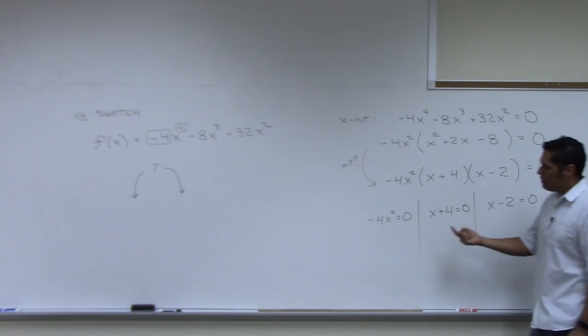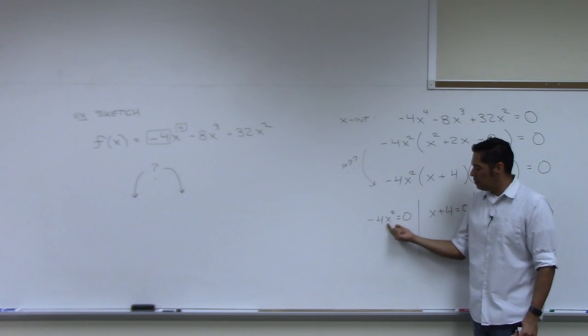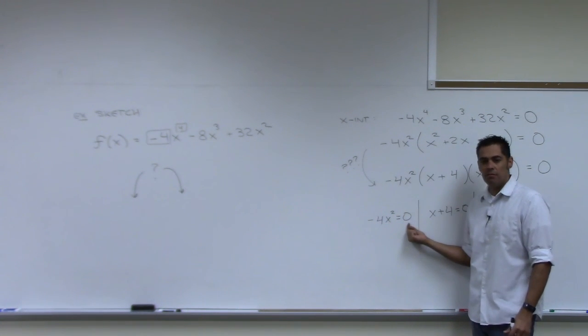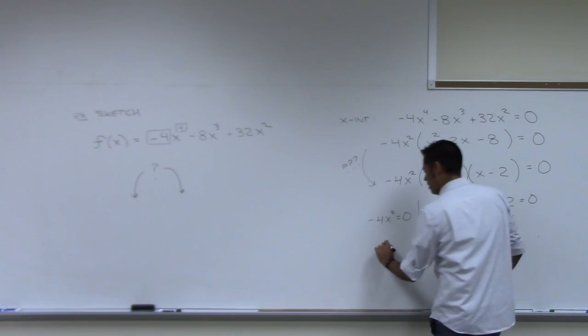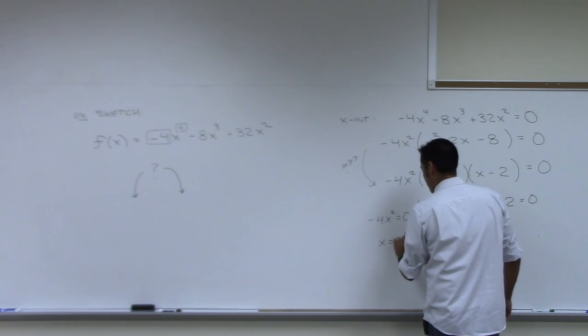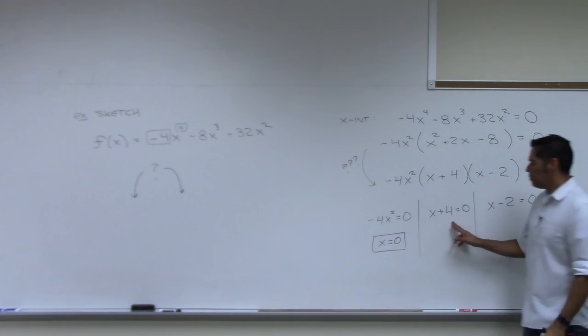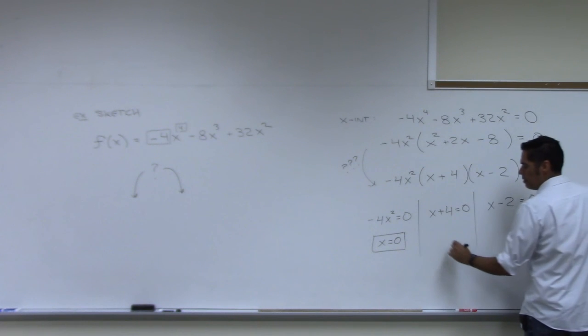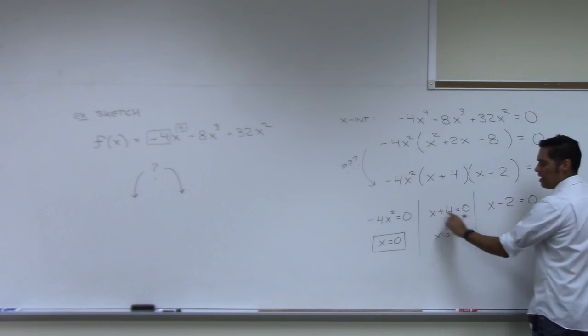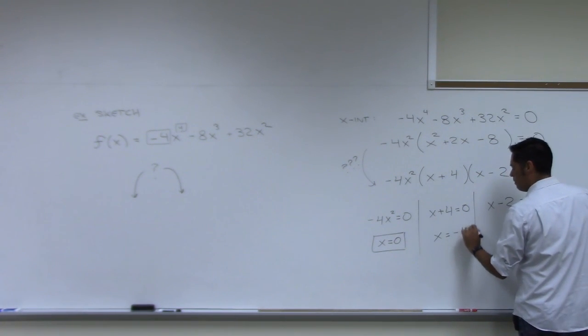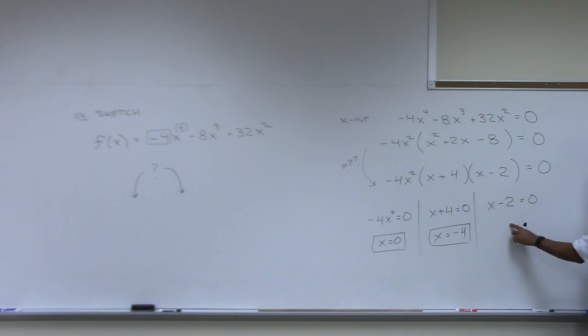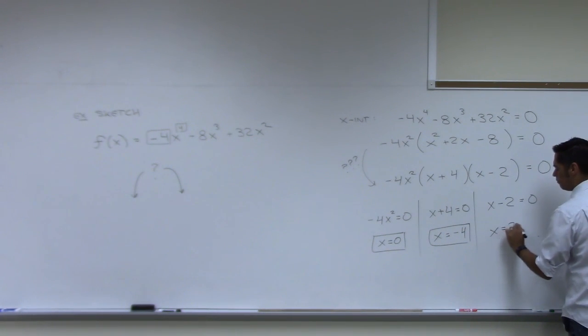So what's the only number that I can square and then multiply times negative 4 to get 0? 0 itself. So this is 0. What about this one? Subtract 4 on both sides. So x is negative 4. And then this one, positive 2.